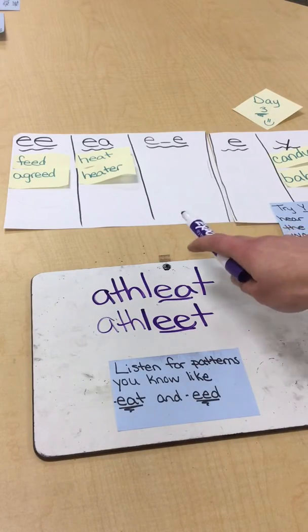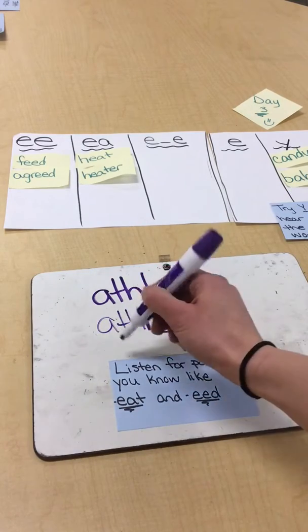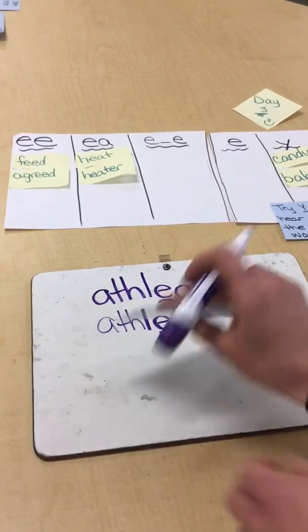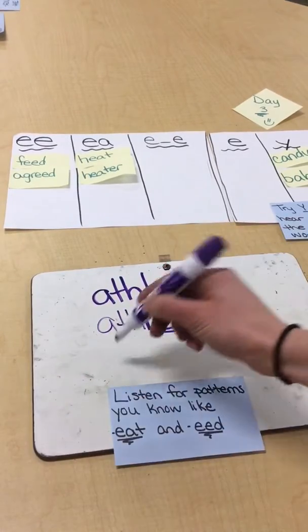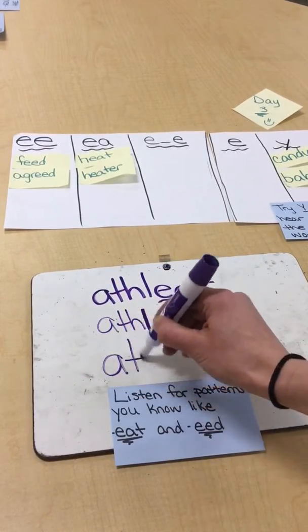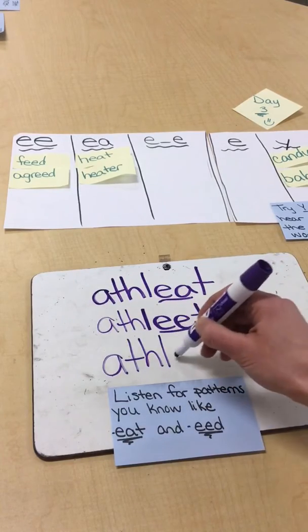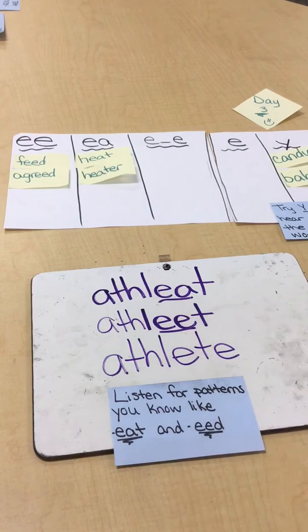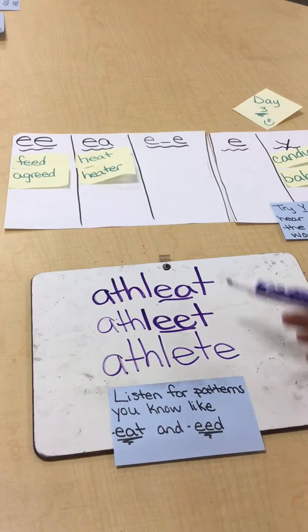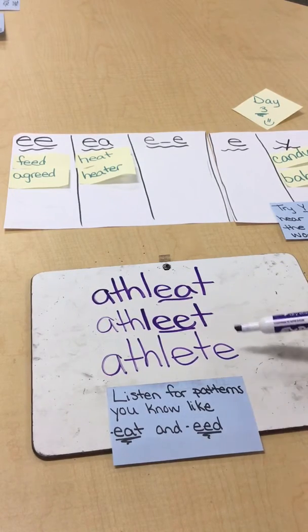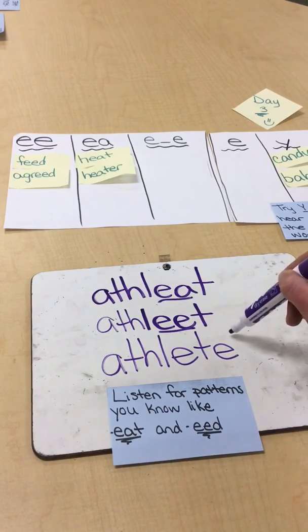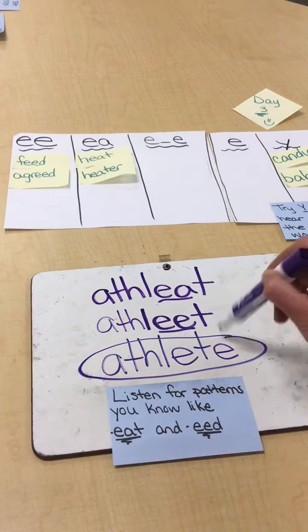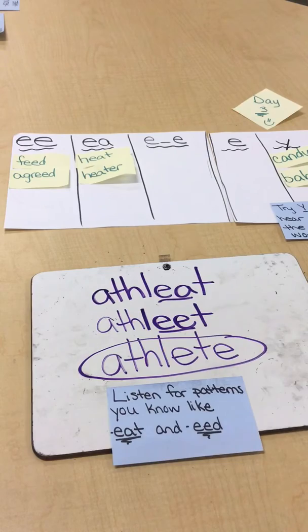I'm going to try the E with a silent E at the back. Eat, and adding that E at the back. Athlete. I'm looking at all three of these. This one looks like a real word to me. Athlete has an E with a silent E at the back.